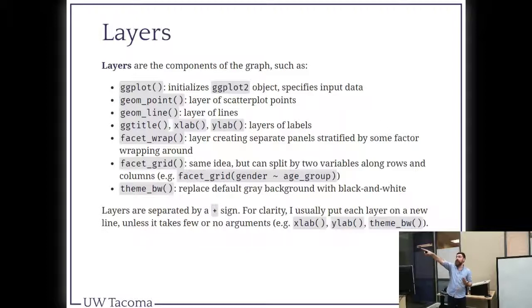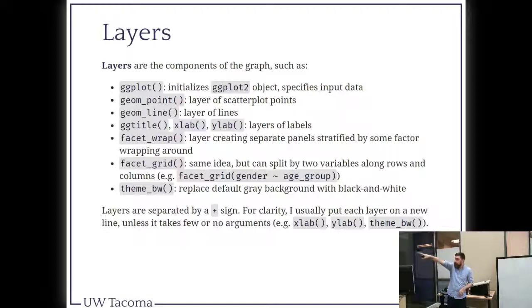Then there's things like ggtitle, xlab, ylab, which are the layers of the actual labels for the graphic. facet_wrap is one that would be unfamiliar to anyone working in base R graphics. What facet_wrap is, it is a layer that breaks your plot into multiple individual plots stratified by some factor variable. That sounds complex, but as you'll see in a minute, it's incredibly easy to use and very powerful and has no analog in base R graphics unless you get really deep into the lattice package for old school people like me.